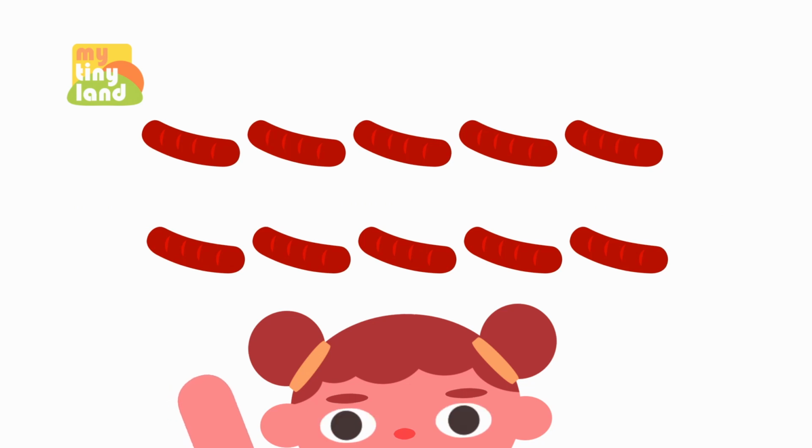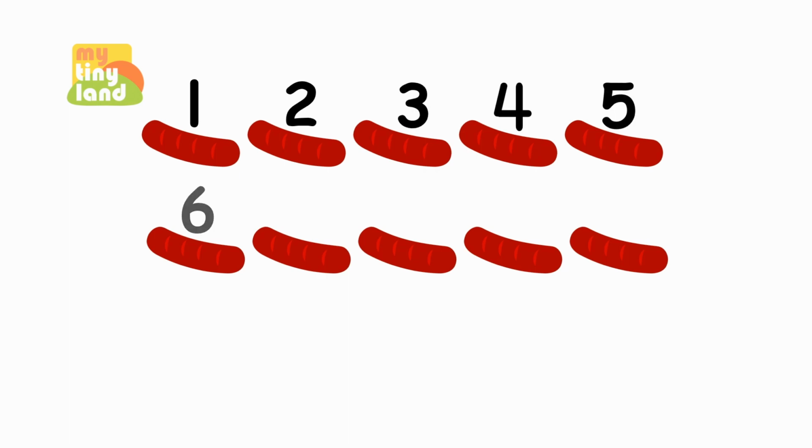There are some sausages here. How many sausages are there in total? Let's count them together. 1, 2, 3, 4, 5, 6, 7, 8, 9, 10. There are 10 sausages here. That's great. You've learned how to count to 10.